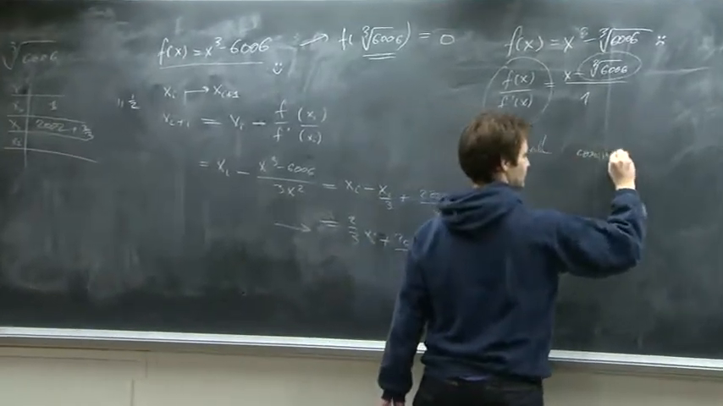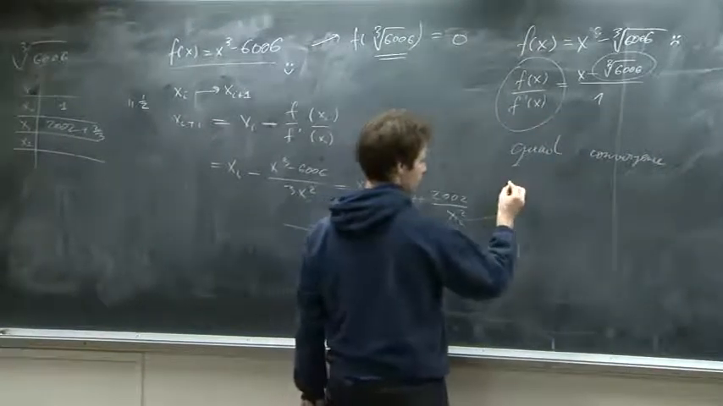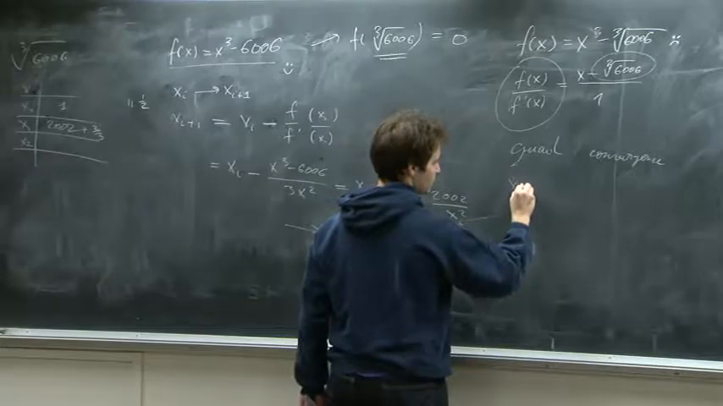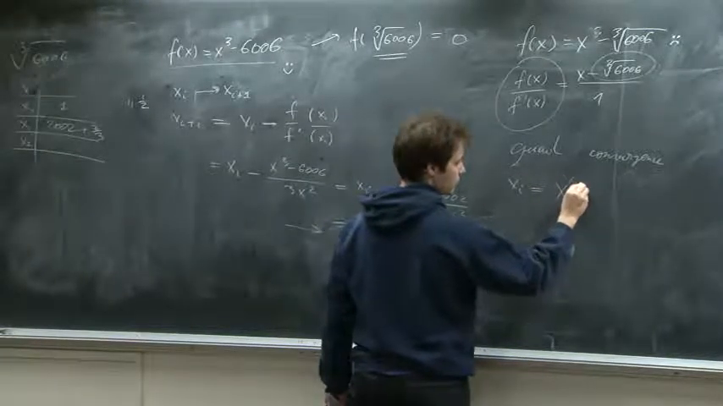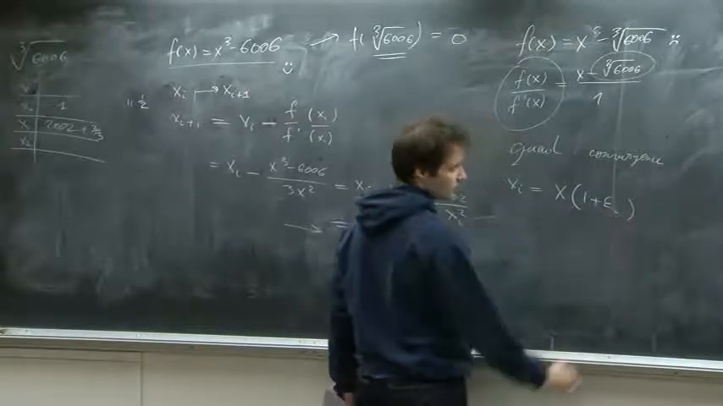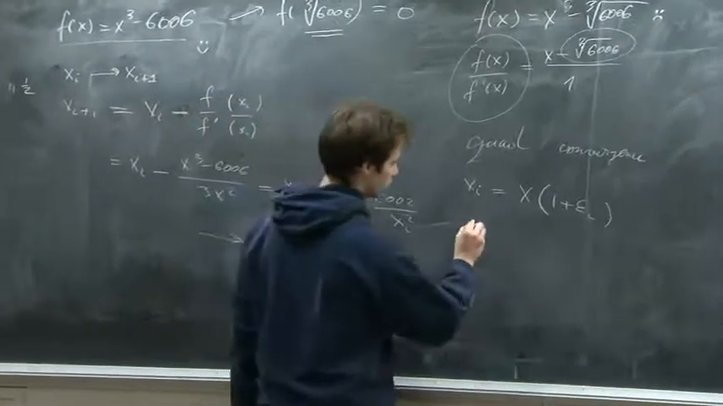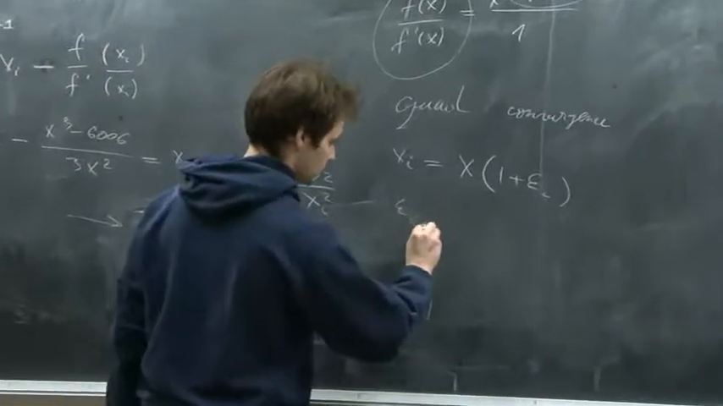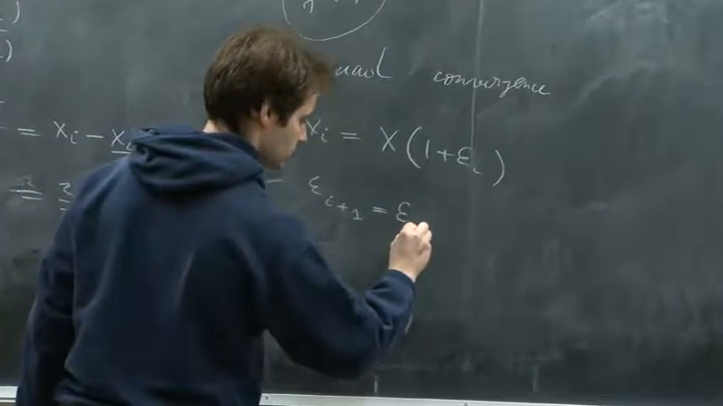Quadratic. How many converges then? So what does this mean? For all your approximations, they're all going to be xi. If we write them as true answer times 1 plus error i, so this error is the relative error of the approximation. Newton's method guarantees that the error at each step is squared.